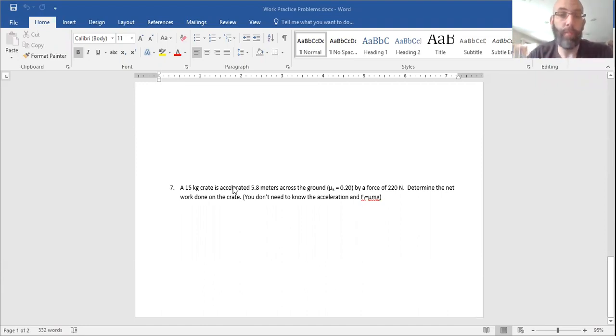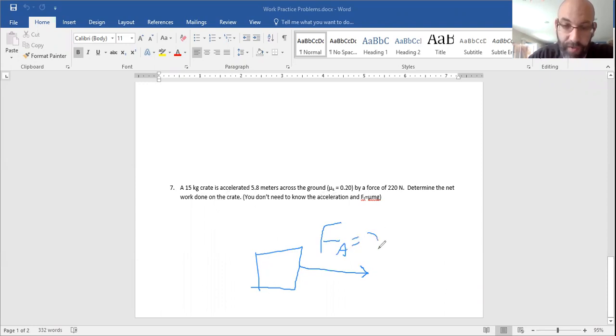For number 7, I'll help you out with the setup, but then I'll let you guys solve the rest of it on your own. So we have a crate, and we know we're dragging this across the ground to the right. That's Eleanor, in case you couldn't hear her. That's F_A, and we know the value of this, it's 220. And then friction is this way.